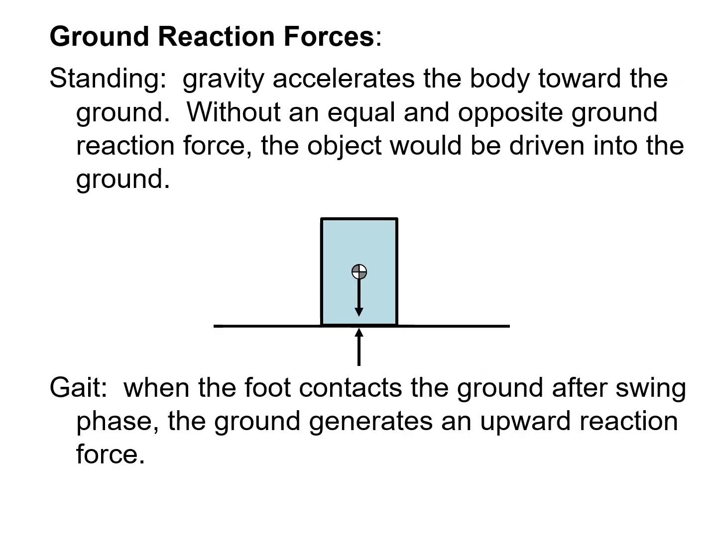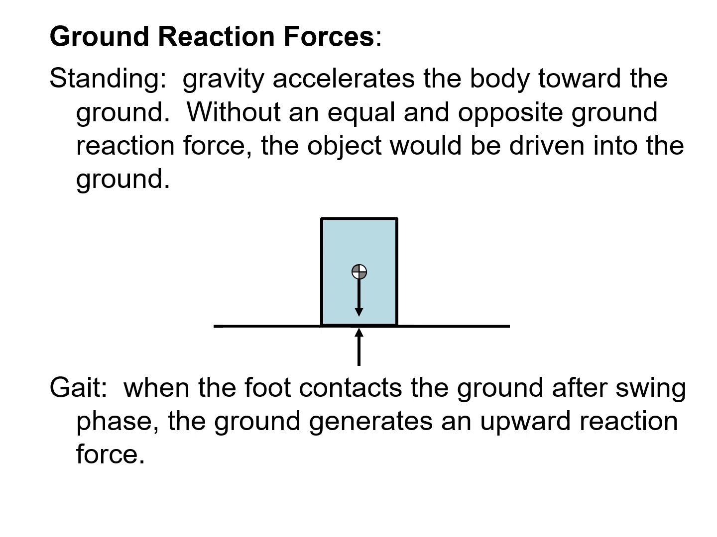This leads us to our ground reaction forces. Once again, when we're standing, gravity accelerates the body towards the ground. Without an equal and opposite ground reaction force, the object would be driven into the ground. Okay, essentially, we would just translate through the ground, nothing would happen. But because the ground reaction force is pushing against us with an equal and opposite force, we stand.